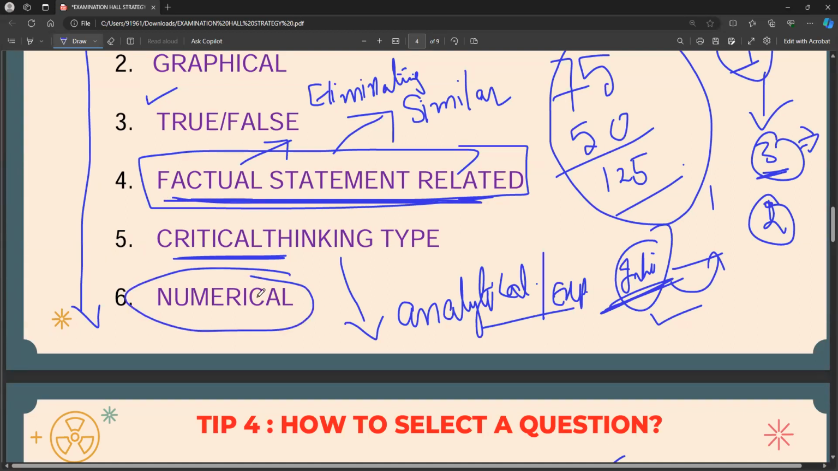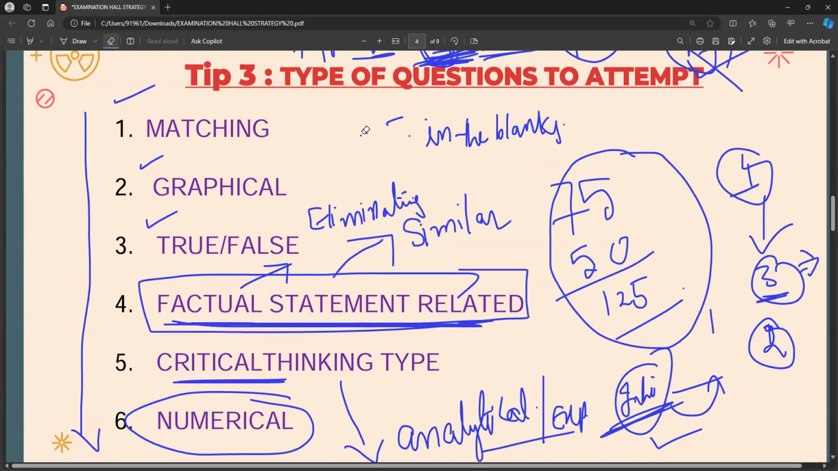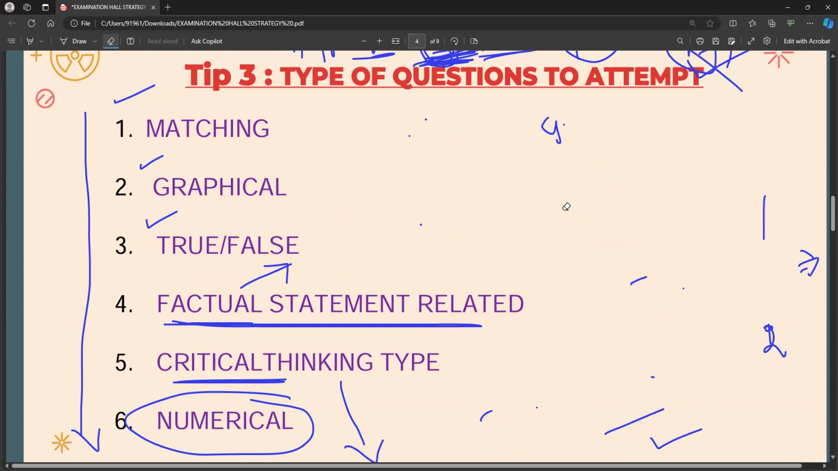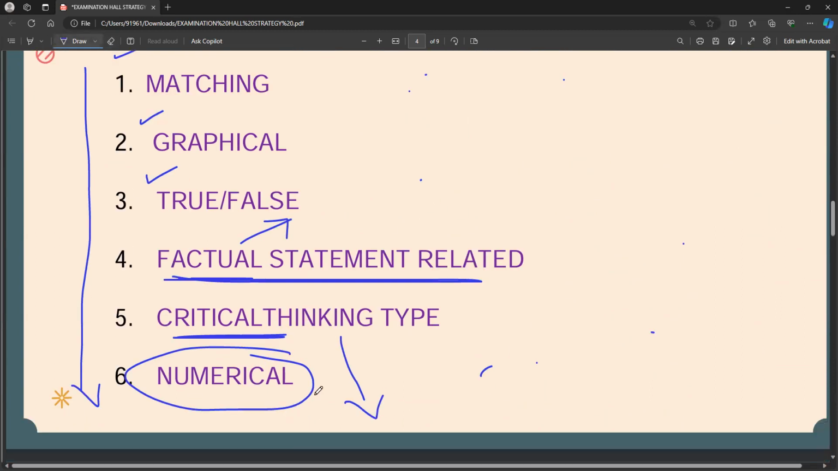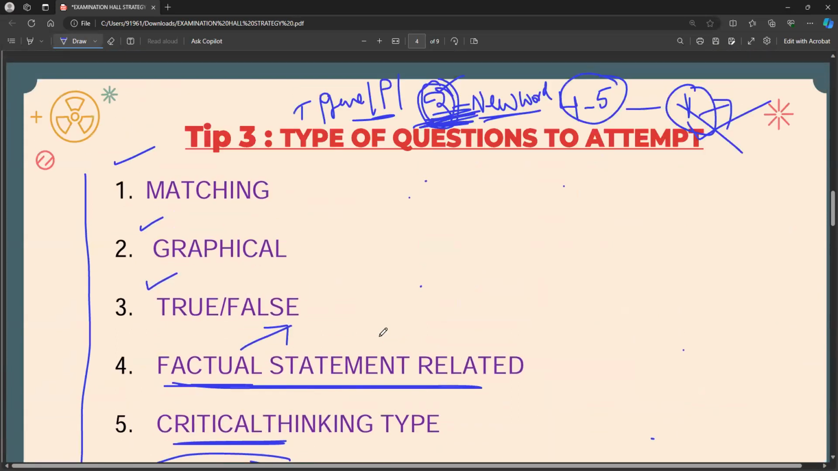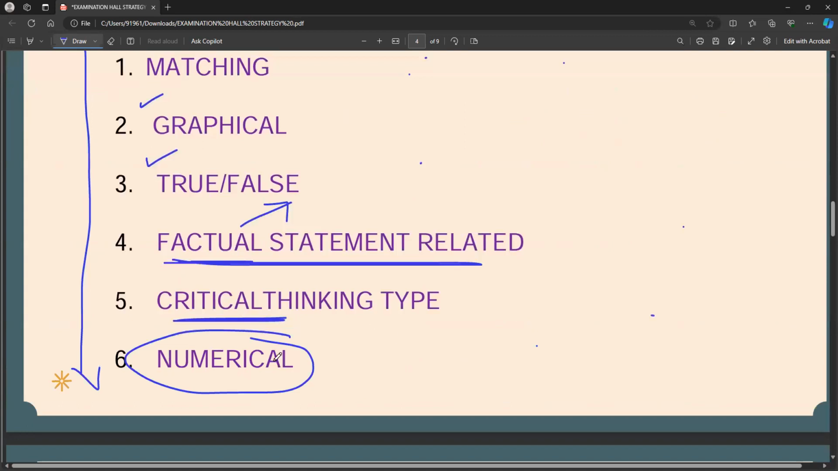Numerical questions: if you know the formula, undoubtedly you can answer. If you don't know the formula, you cannot answer. But even though you know the formula, sometimes the calculations go wrong. So you have to choose the closest value given in the 4 options. Sometimes even though you got an answer, it won't be in the options, so you have to choose the closest value to what you got in your numerical.